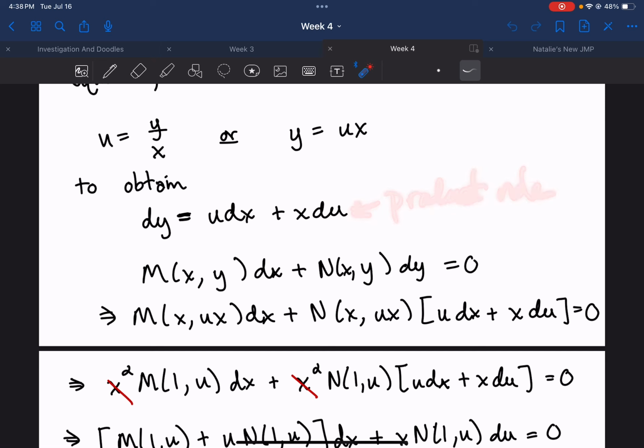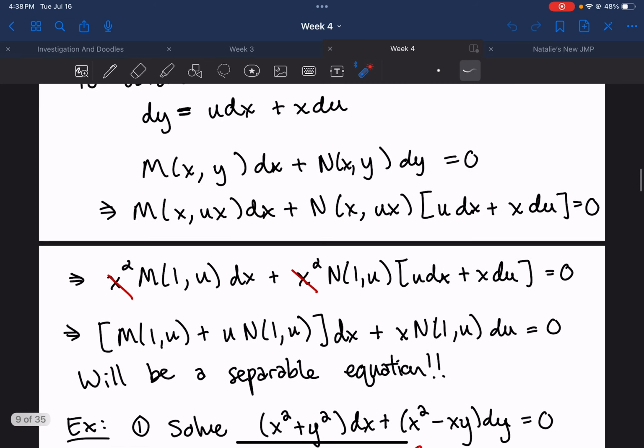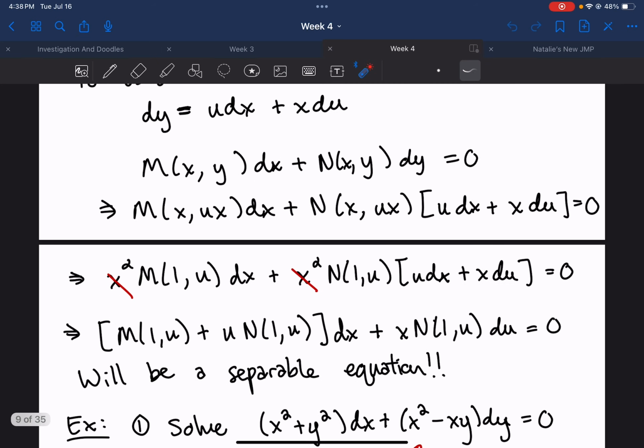Right, the product rule. Okay, but what do we know? We know that m is a homogeneous function, and we know that n is a homogeneous function, and they have the same degree alpha.